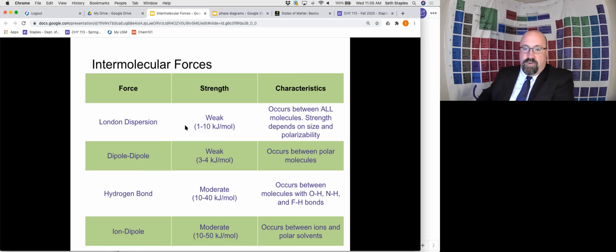Dipole-dipole forces will occur between two different polar molecules. We have hydrogen bonding, which is actually a special consideration or a special type.